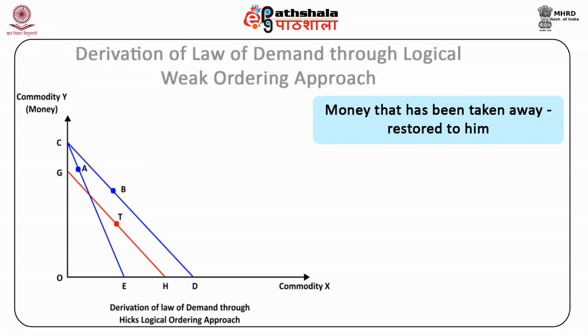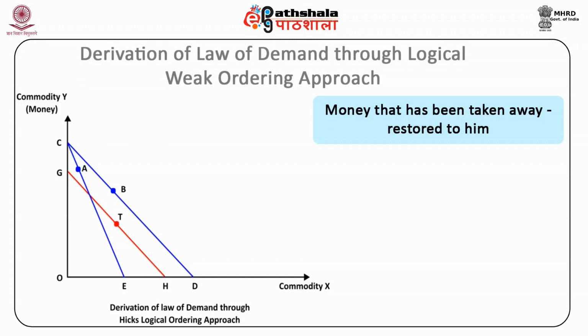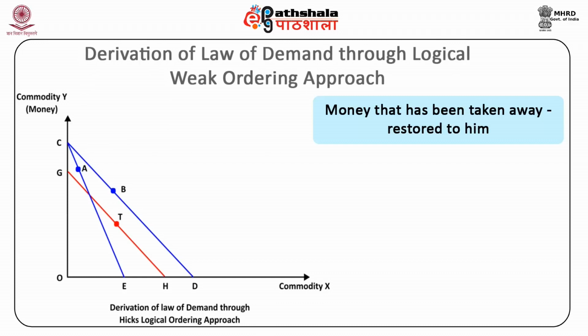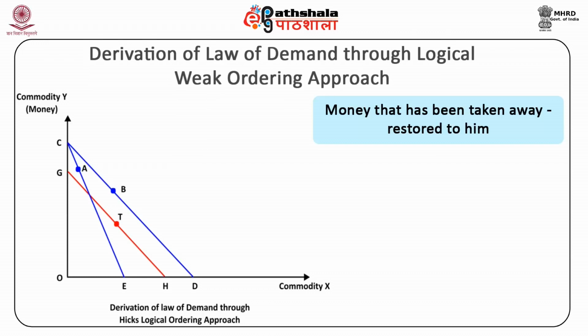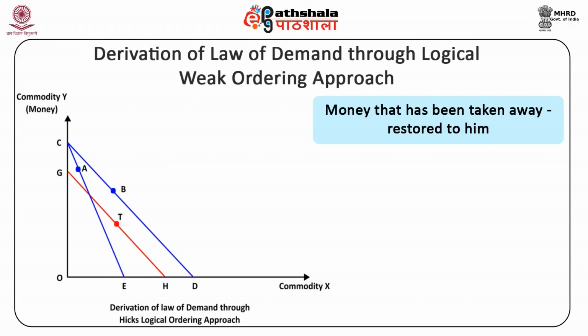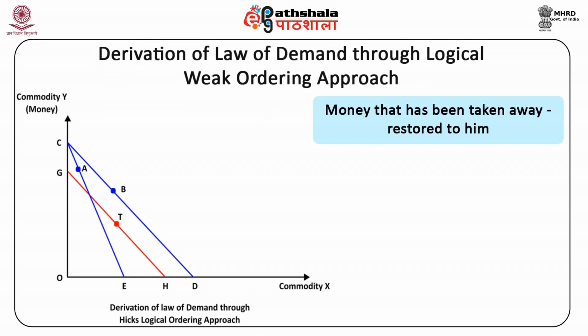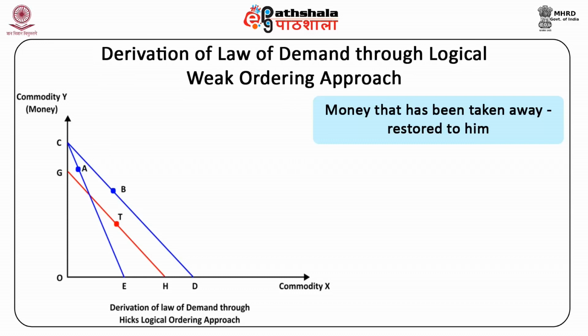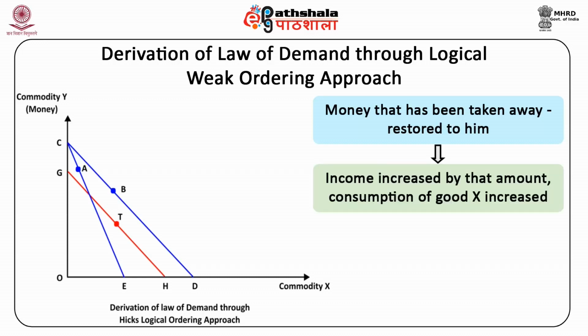With this increase in income, whether the consumer will buy more of commodity X or less at T cannot be explained with the help of the consistency test. But empirical evidence shows that in most cases, the consumption of a commodity increases with the rise in income. Thus, when the consumer is at combination A and his income is increased by the amount that had been taken away from him, he will still increase his consumption of good X.